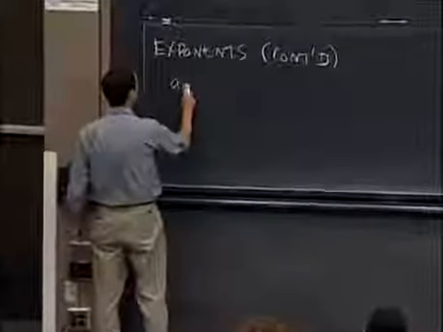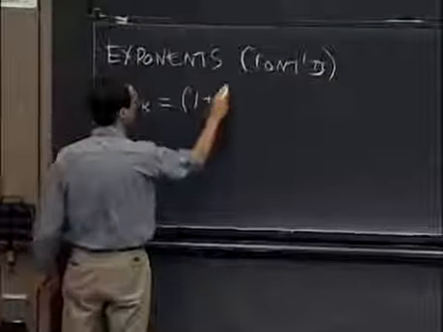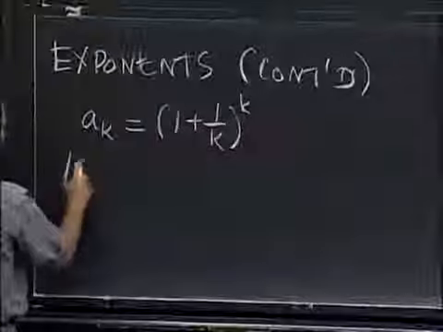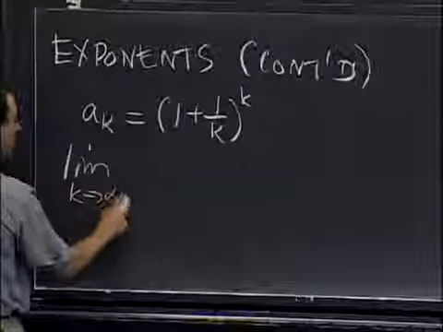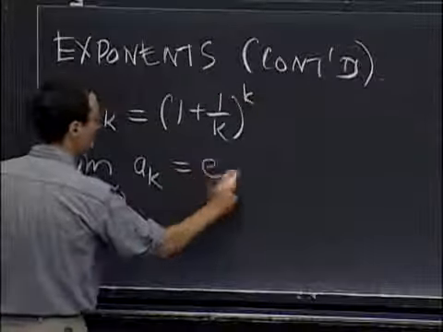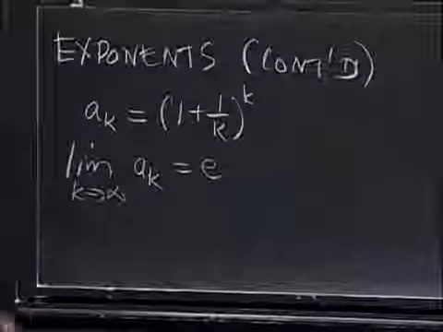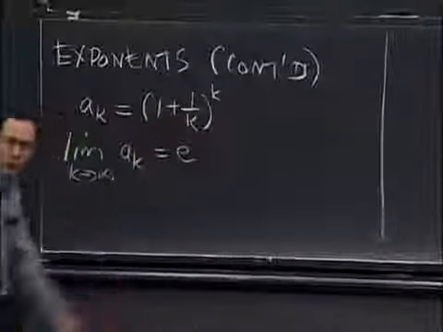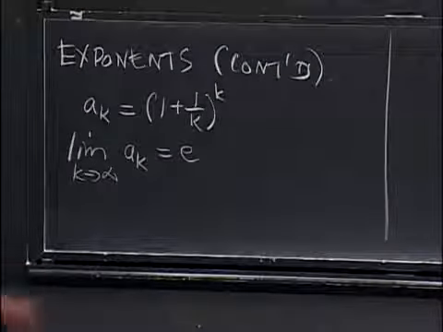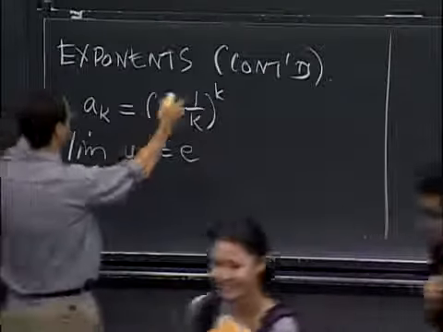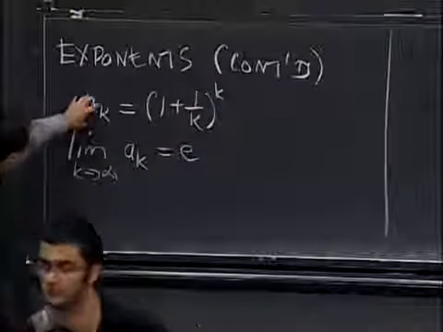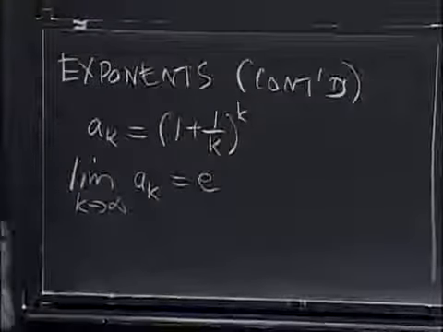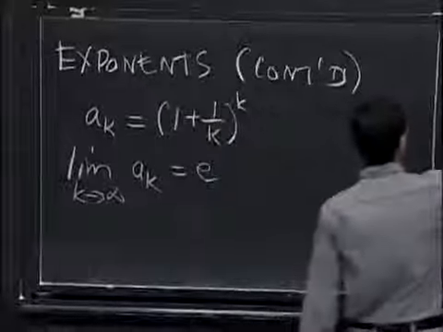Remember that we were talking about this number a_k, which is (1 + 1/k) to the kth power. And what we showed was that the limit as k goes to infinity of a_k was e. So the first thing that I'd like to do is just explain the proof a little bit more clearly than I did last time, with fewer symbols, or at least with this abbreviation of the symbol here, to show you what it was that we actually did.